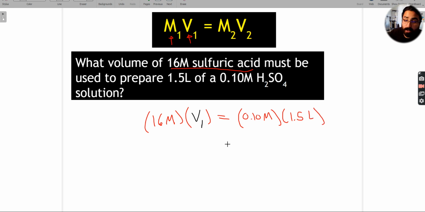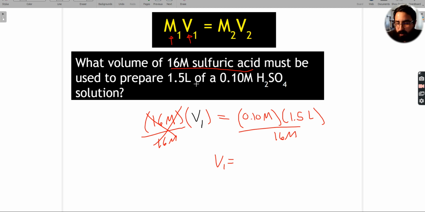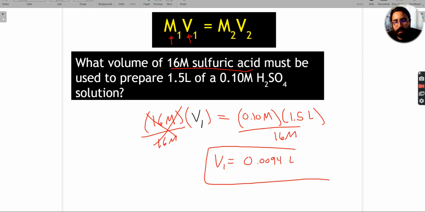So let's do a little bit of math. Let's divide that 16 molar to both sides, and then V1 is going to be equal to everything on the right. So it's 0.1 times 1.5 divided by 16. That gives us 0.0094 liters. So we need that many liters to make our solution.